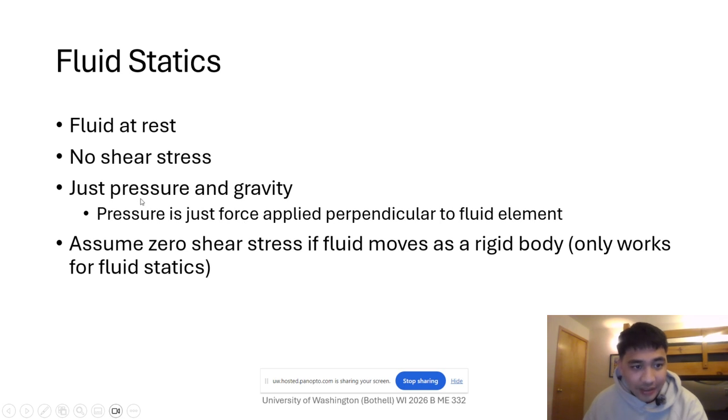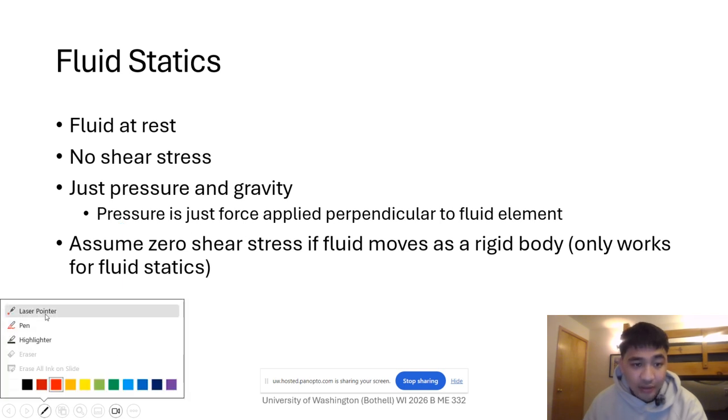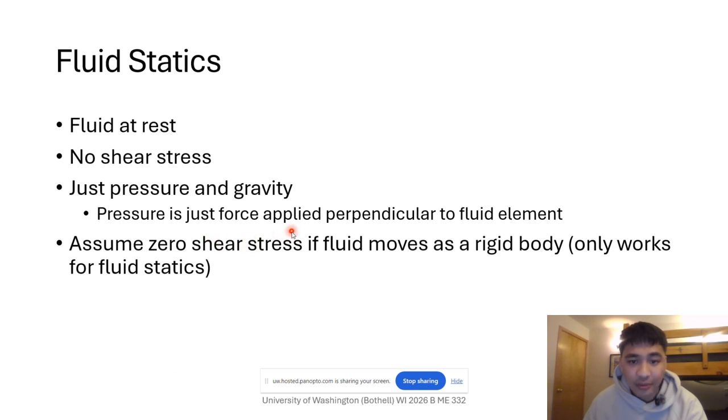And that leads me to my next point, right? It's just going to be pressures and gravity. And for fluid statics, pressure is just force applied to the perpendicular fluid element. And I'm going to show an example here soon of what I mean by that. But basically, it's just your normal mechanics of materials. It's just your force applied to the perpendicular area. And just like I said here before, we're assuming zero shear stress if the fluid moves as a rigid body. This only works for fluid statics.